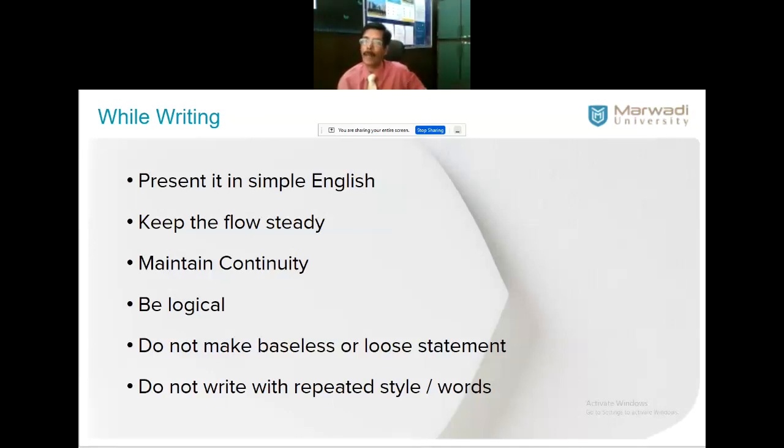At the same time, use simple English. One example is to use only simple statements. Don't use complicated statements starting from the first line and going up to four lines with semicolon, semicolon, semicolon, no full stop. Such things you don't do, please. Keep the flow very steady and systematic. This is what I'm going to do. As I told you, why am I making this statement here? How does it continue? Is there any flow? Is there any continuity from the previous statement? Or how does it contribute to the next statement I have in my mind? That is 100% important. Be logical.